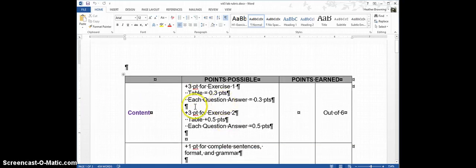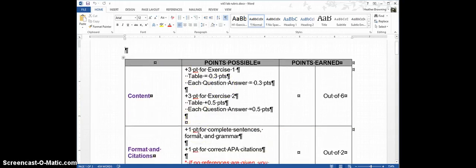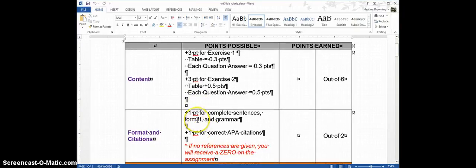Okay, so there's 2 exercises. Each exercise is worth 3 points. You're going to have 2 points for format. So let's do format first. Complete sentences is a point, grammar, all that stuff. Make it legible. If I have to work to read your stuff, I will be unhappy, basically. And then APA, yes, you need references.